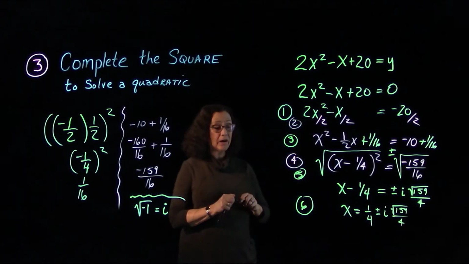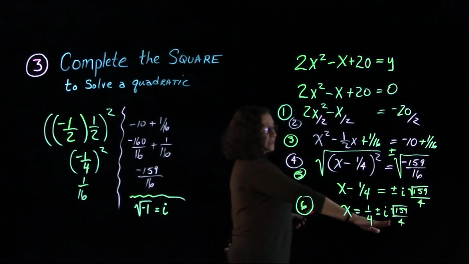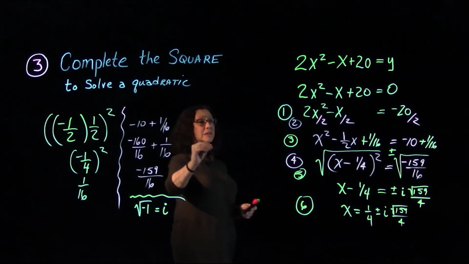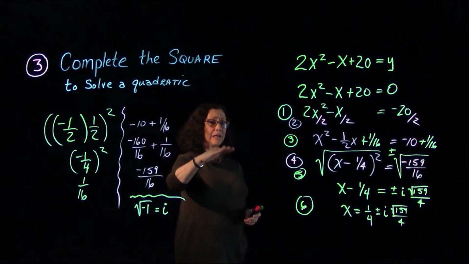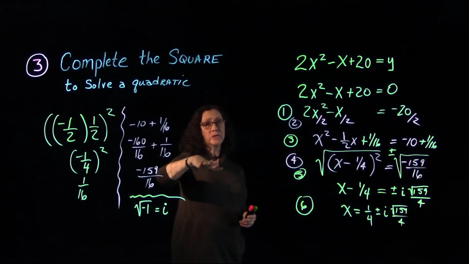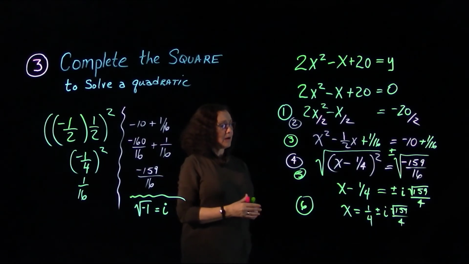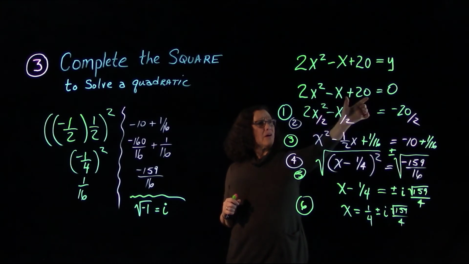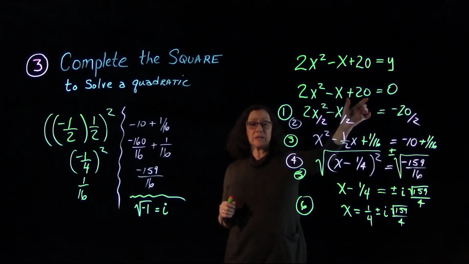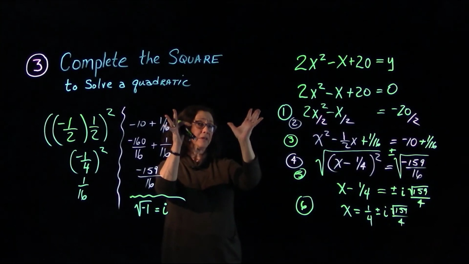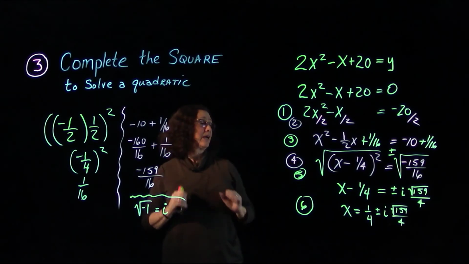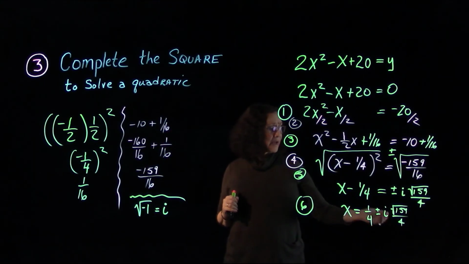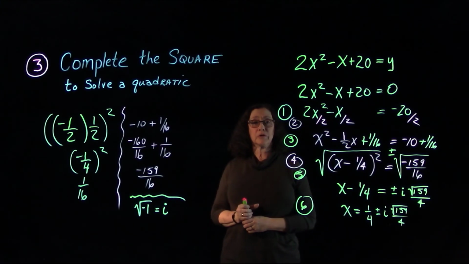Now, when we have an i in the solution, that means this doesn't actually hit the x-axis. There are no x-intercepts. These are imaginary numbers because this parabola, because of this positive 20, has shifted up above the x-axis and will never hit the x-axis. And that's why we have an imaginary number for our answer.